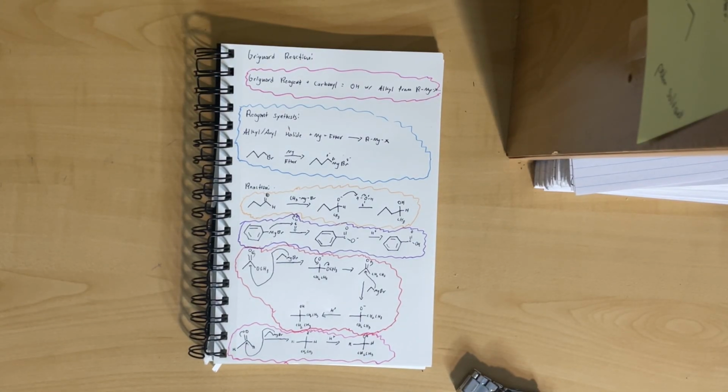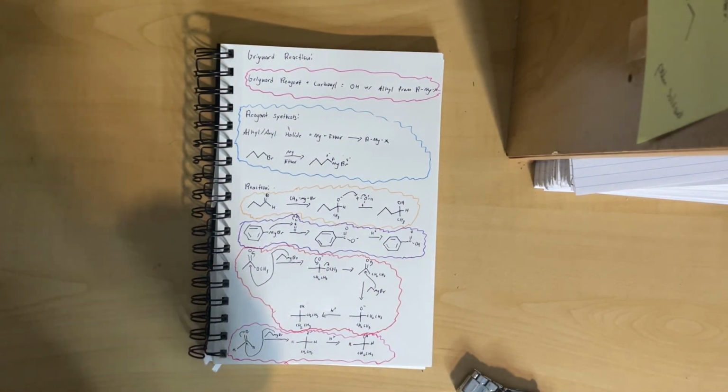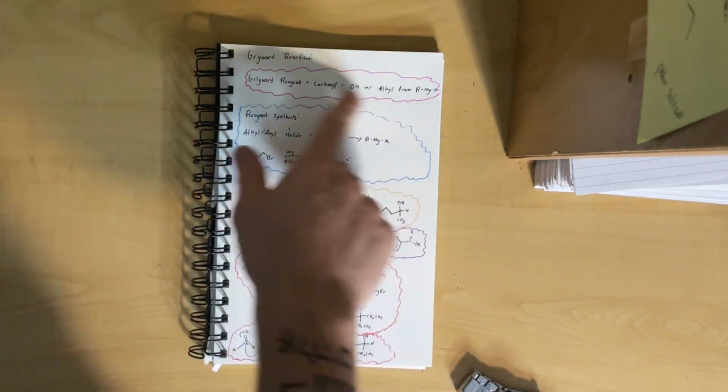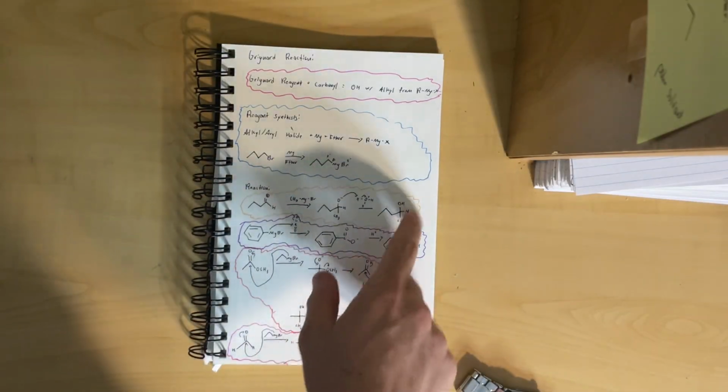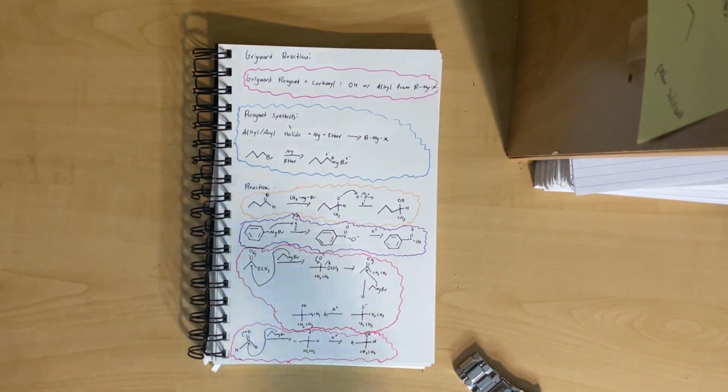Today we're going to talk about the Grignard reaction. The way I want to structure this video is in three main parts. First, I want to talk about the general formula of the reaction, which is this pink part right here. Second, I want to talk about how you generate the reagent that's going to be involved with the reaction, which is this blue part. And thirdly, I want to talk about a few examples of the Grignard reaction taking place.